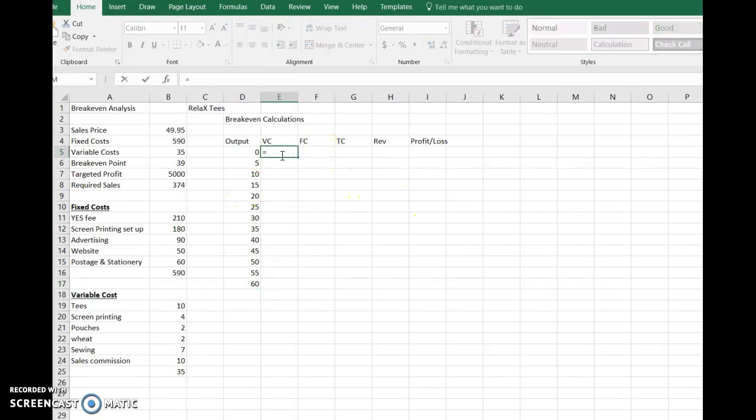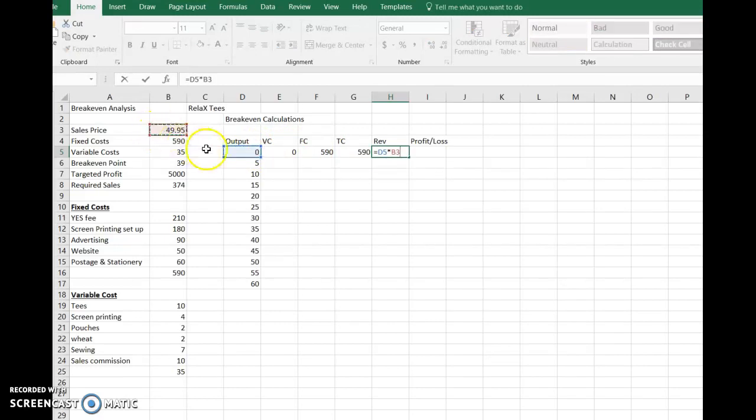To calculate that, you need the variable cost, and that's equal to the output times the variable cost. And we've put there B5 and press F4 so it absolutes it. That means when I fill down, it will fill down B5 and not B6, B7. Fixed cost is just equal to that 590, and we absolute that as well. Total cost is equal to our variable cost plus our fixed cost. Our revenue is equal to our output times our sales price.